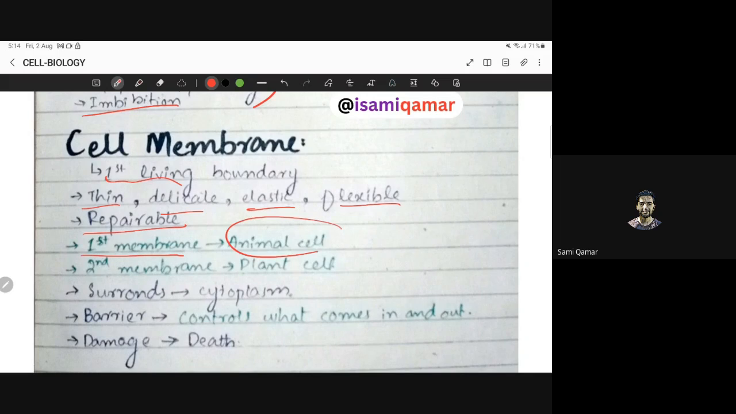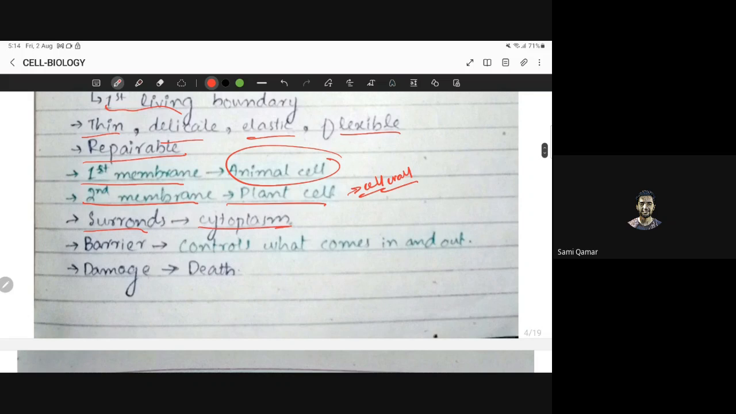In an animal cell, it is the first membrane. In a plant cell it is the second membrane, because the first is the cell wall. It surrounds the cytoplasm, so the cell membrane always encloses the cytoplasm. It acts as a barrier. It controls what comes in and out. It allows whatever the cell needs in, and whatever may be excreted out of the cell.